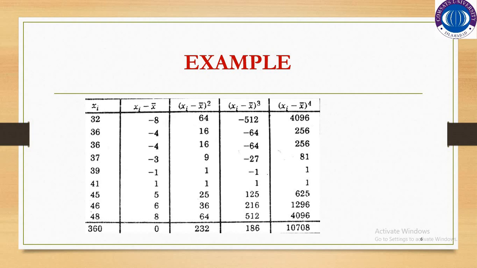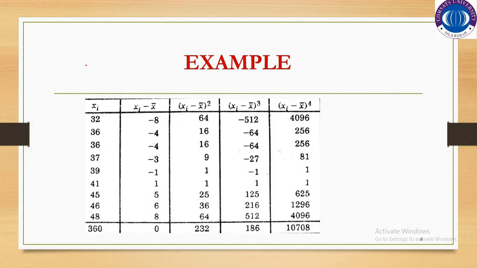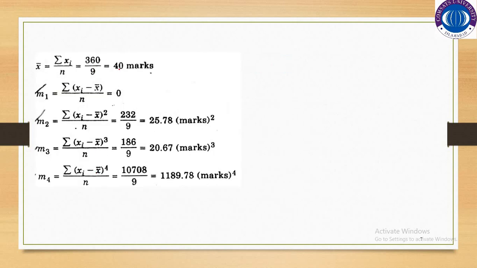Example. As you can see, this is the same data we discussed in the previous lecture. These are the marks of the 9 students and we are representing it with x, and we need to find the 4 moments about the mean. As this is ungrouped data, we will use the formula for ungrouped moments about the mean. For this purpose you need to find x bar, which is summation x over n, and we know that summation x is equal to 360, which we get by summing over the column x. So 360 divided by 9 will be equal to 40 marks.